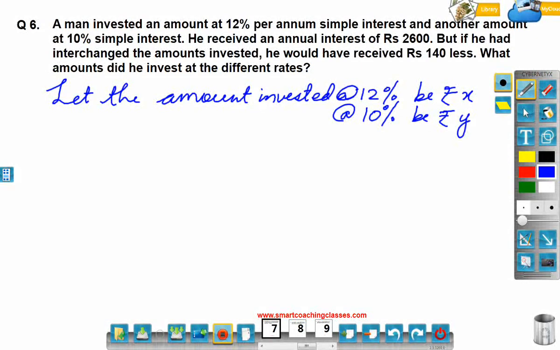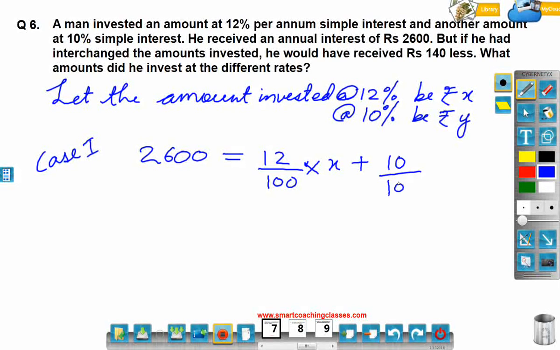So he invested in two amounts, like we put money into the bank, or we invest in mutual funds. Similarly, he invested it. Now just like the previous case 1, let us do it quickly. Case 1, what does it say? He got 2600 rupees. Now this 2600 is composed of what? It is composed of 12%, that means 12 upon 100 of X plus 10%, that means 10 upon 100 of Y.